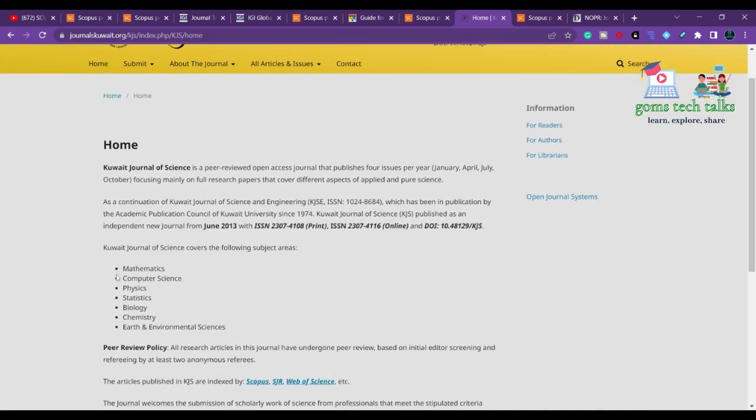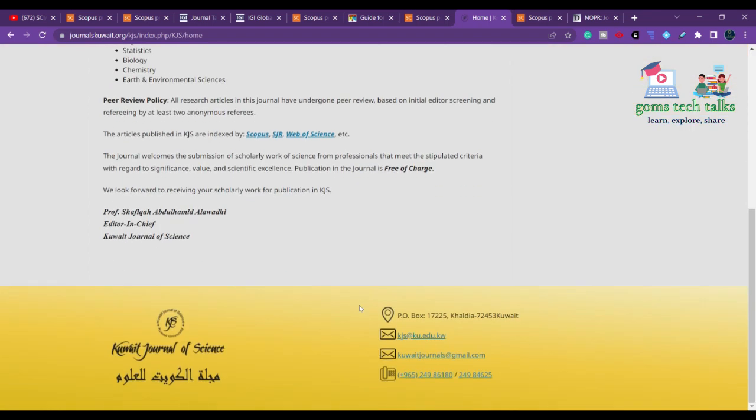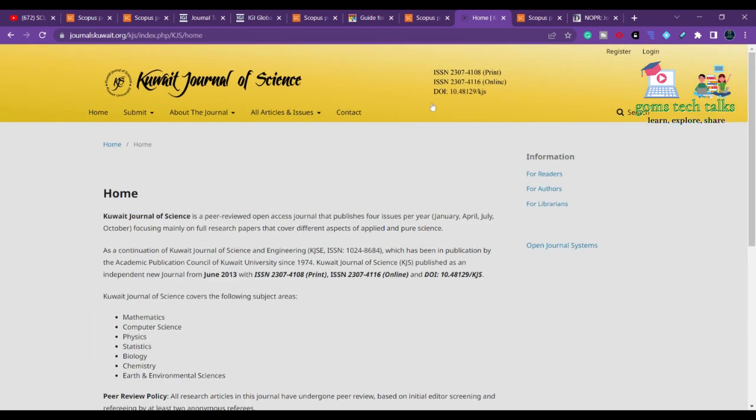And you can find what scope they are covering: mathematics, computer science, physics, statistics, biology, chemistry, earth and environmental science. If you want to check the archives, like how many issues per year, they should have mentioned it here. Yeah, January, April, July and October, so 4 issues per year. And they haven't mentioned anywhere how many days they will take to process your article. You can just send a mail to this ID and check. So this is for the Quiet Journal of Science.